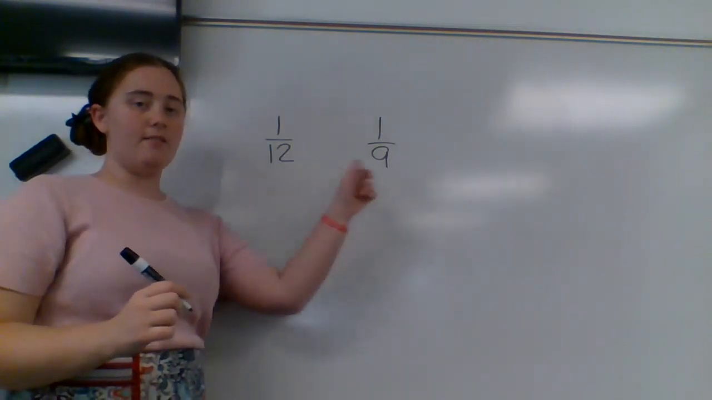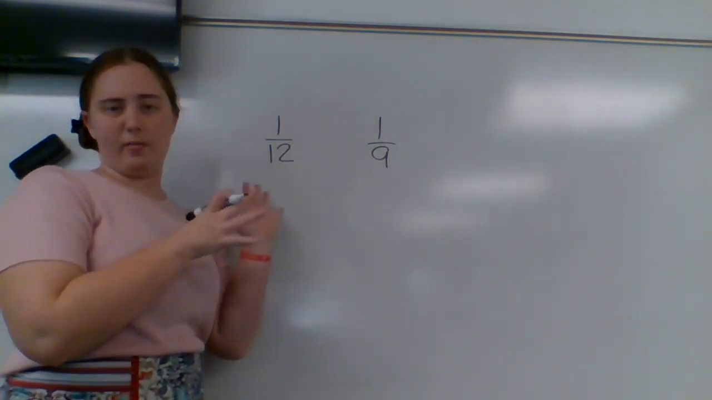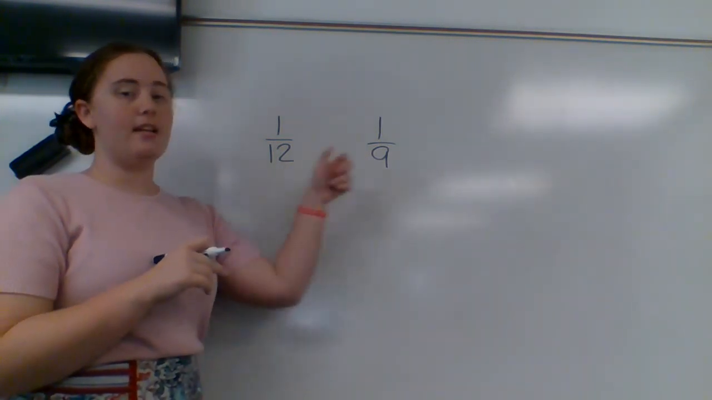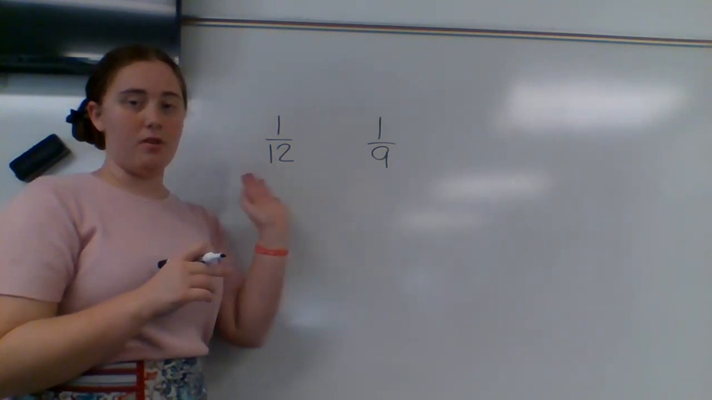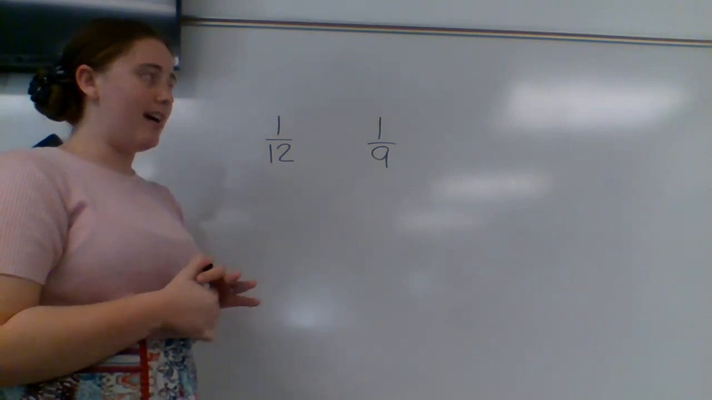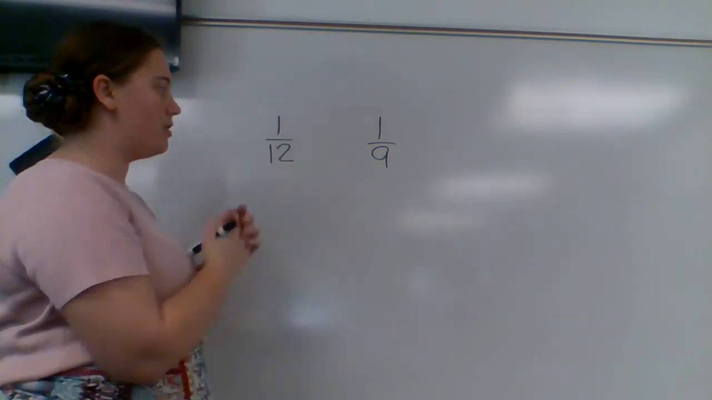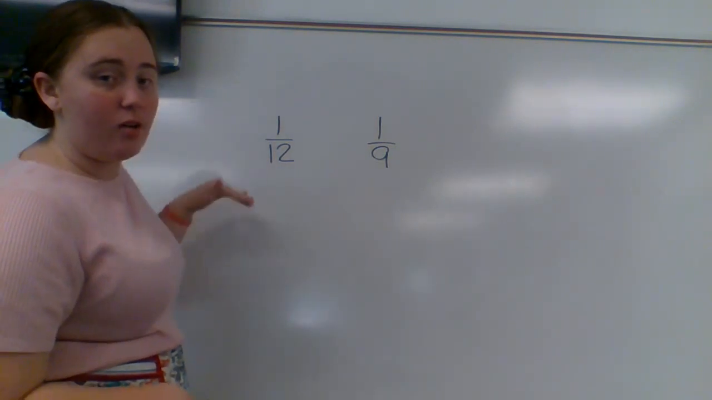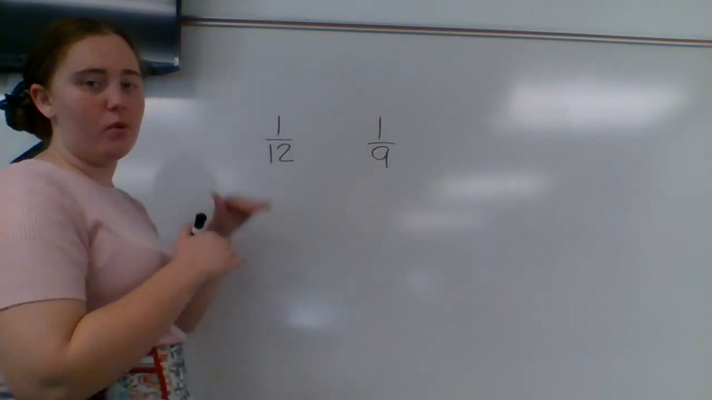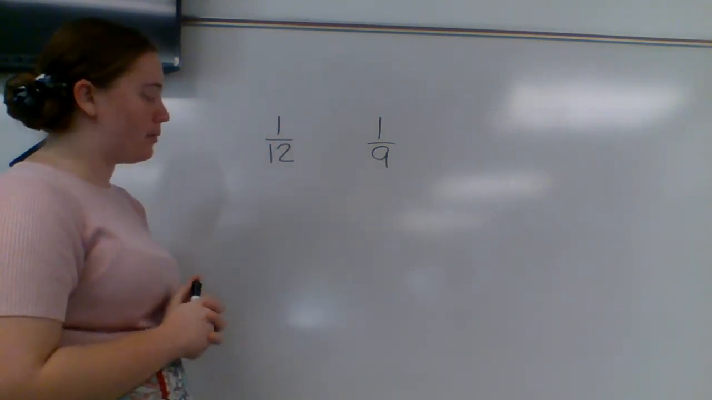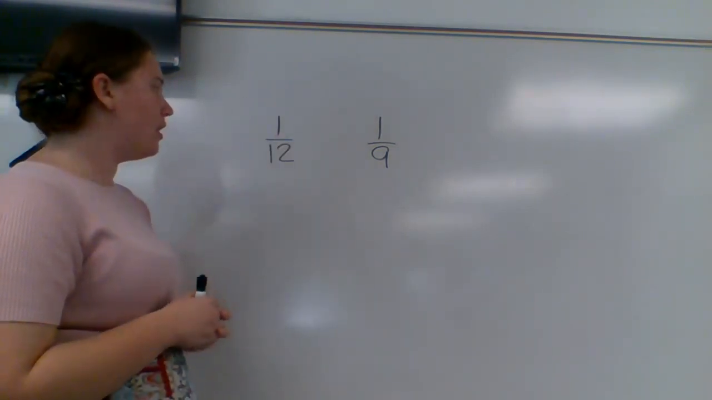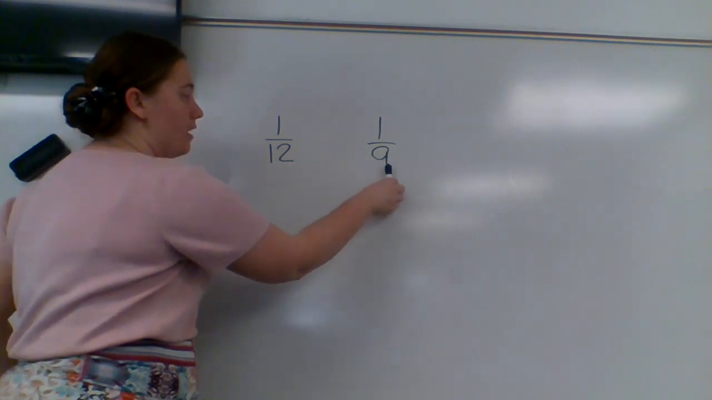So we have two sets of fractions right here. This is letter B. And I need to tell if this is greater than, less than, or equal to the other fraction. So we have 1/12 and 1/9. Remember when we compare two fractions, if the top numbers are the same, then we're comparing the bottom numbers. And if the bottom numbers are the same, then we're comparing the top numbers. So which one is the same, the top numbers or the bottom numbers? Right, the top numbers, they're both 1. So we're going to look at the bottom number on both. We have 12 over here and 9 over here.